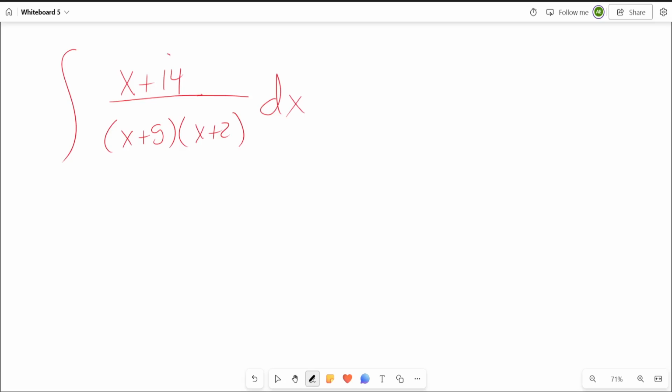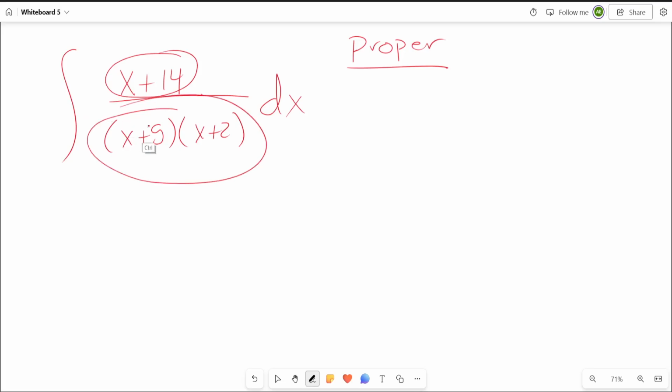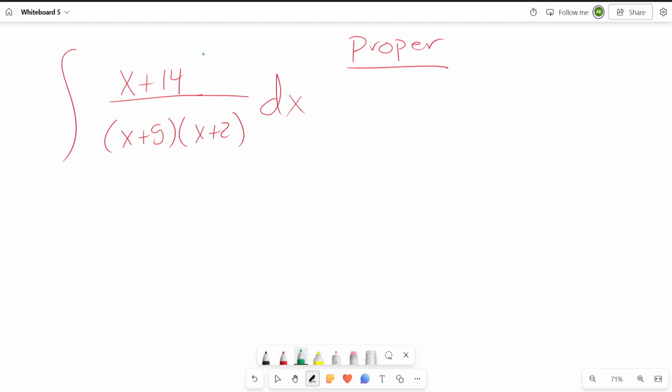What if I rewrote this into an easily integrable form, a form that is easy to integrate? Okay. So first of all, I'd notice that this is a proper fraction. Proper fraction means that the degree of the numerator is less than the degree of the denominator. So we can see that the numerator has a degree of 1 and the denominator has a degree of x times x, so x squared. So this is a proper fraction. So please note that integration using partial fractions only works for proper fractions.